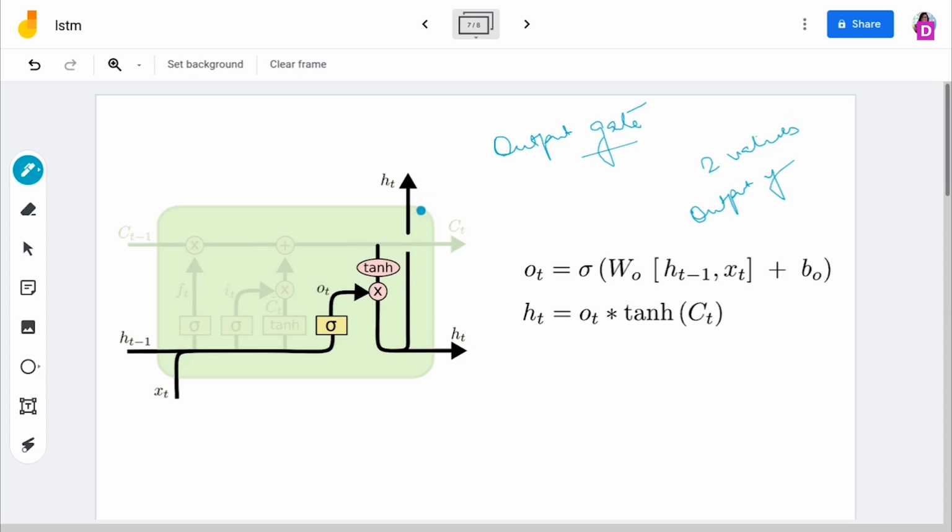Every cell will give you the output y, so it is up to you whether you want to use that value or not. If you remember, we talked about different types of architectures. In some architectures you have a lot of inputs but just one output in the final step, right? Those structures were many to one architectures.